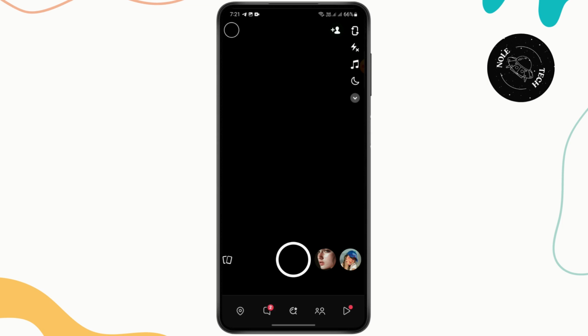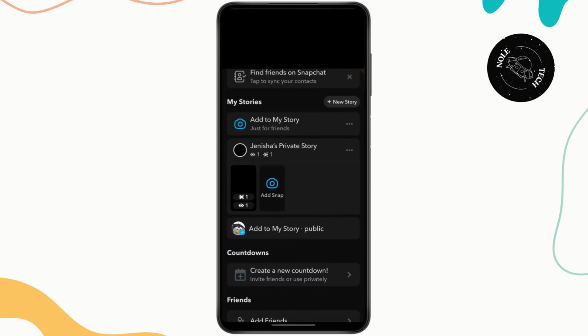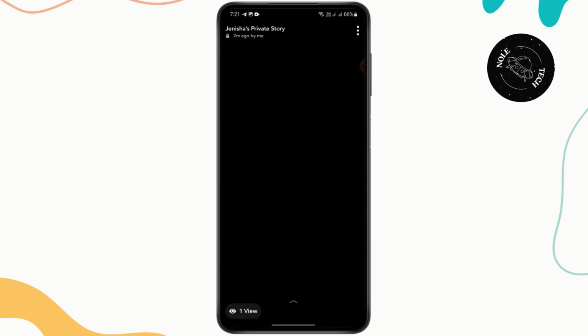First thing first, open up your Snapchat. After that, you just need to head over to your profile at the top left. And here, you should be able to see your story. So what you're gonna do is simply click on your story here.